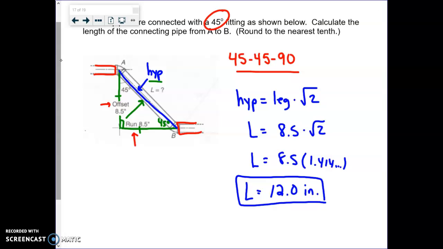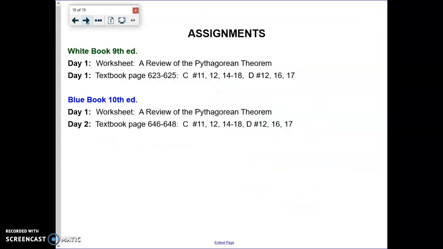Okay? So hopefully that gives you enough information, ladies and gentlemen. So again, I've got the Blue Book exercises online. I made a copy if you don't have your book, or if you don't want to use it, that's fine. But the worksheet, a review of the Pythagorean theorem, again, I've got that online. If you want to do some of the problems just to get you familiar again with the Pythagorean theorem, that's okay. And then what I would like you to do is those problems on pages 646 to 648 in the Blue Book, or 623 to 625. C number 11, 12, 14 through 18, D 12, 16, and 17. Okay, they all have to deal with these special right triangles.